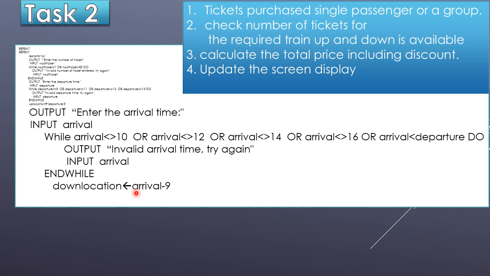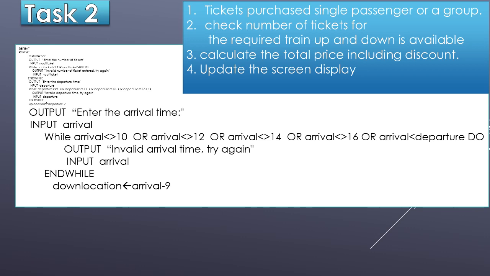So in the field of arrival, if they give any value like 10, then 10 minus 9 is going to be 1. So the first location is pointed here, the down location is 1. Like that way it is going to point it.